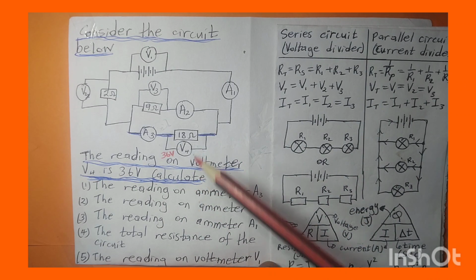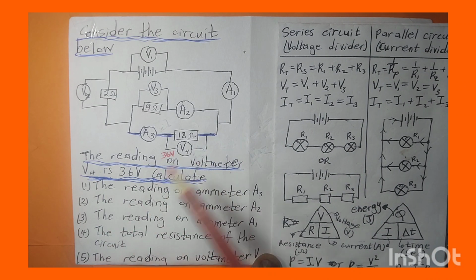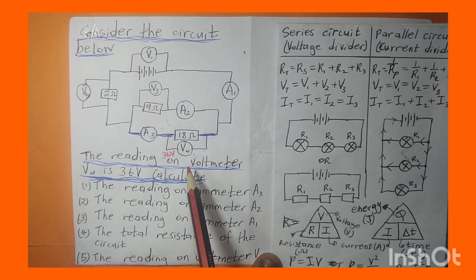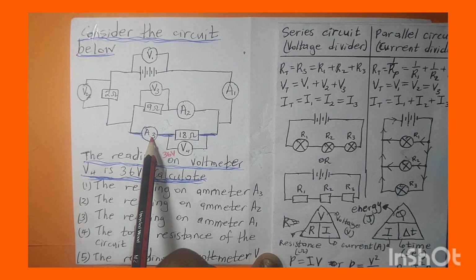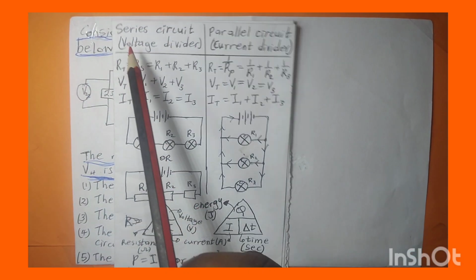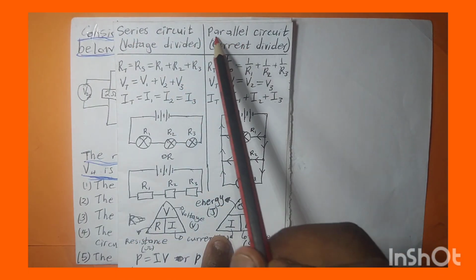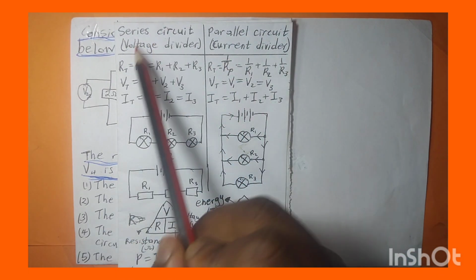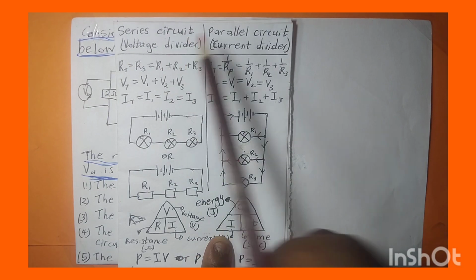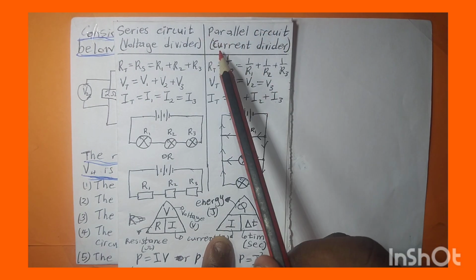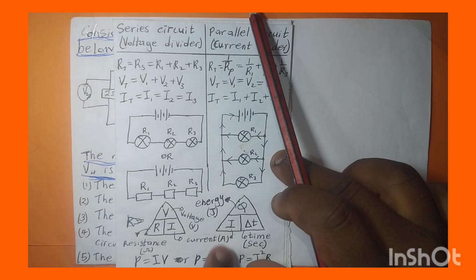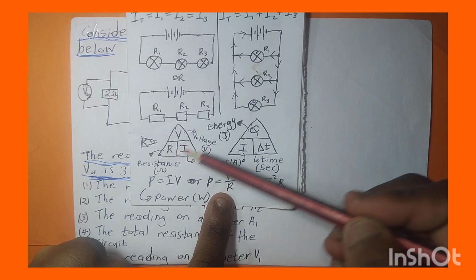So in order for you to solve this question, which says calculate the reading on ammeter A3, you should know all the equations to use. You should know the difference between a series circuit and a parallel circuit. A series circuit is also called a voltage divider, and a parallel circuit is also called a current divider circuit.